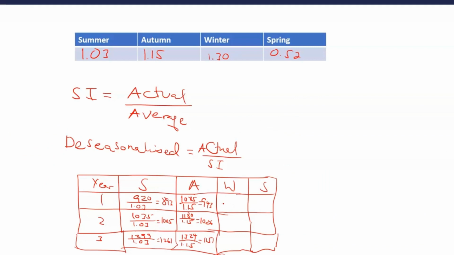You do the same thing for winter as well. So 1241 over the seasonal index of winter, 1.13. And we do that the following year as well, the second year.